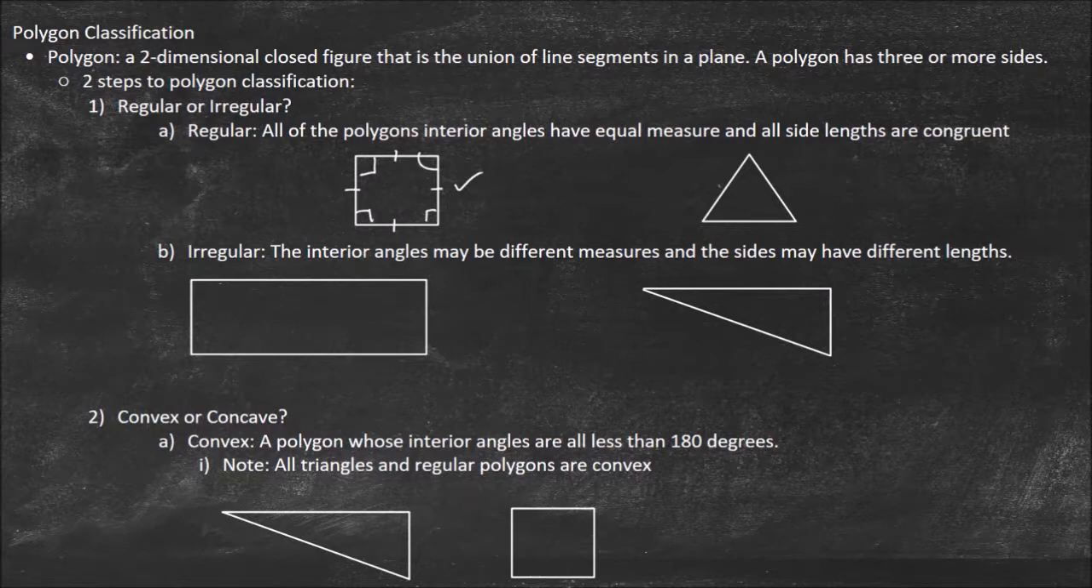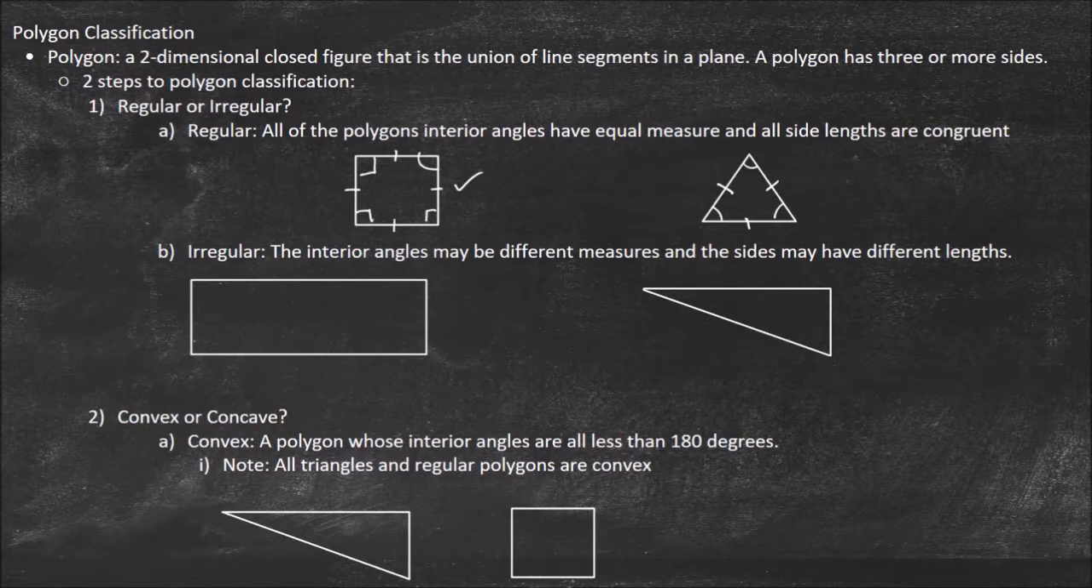An equilateral triangle is the same. All angles here are 60 degrees, that's 180 divided by 3, and all side lengths are the same. So angles are 60 degrees, all the side lengths are equal, so those are regular polygons. Then we get into irregular polygons, and as you can probably imagine, these are where the interior angles may be different measures and the sides may have different lengths. So as long as one of those two things is true, it's an irregular polygon.